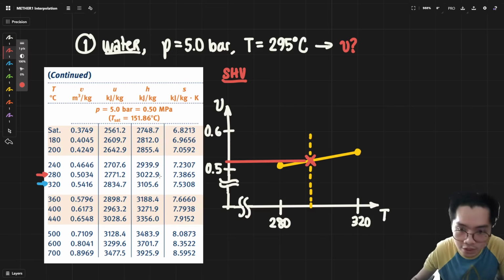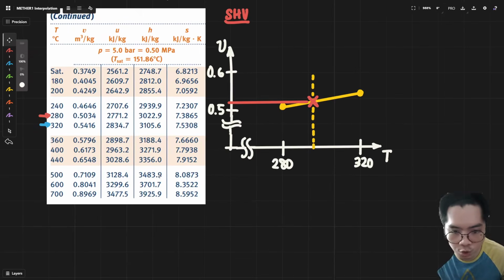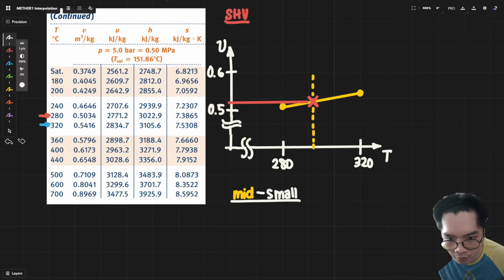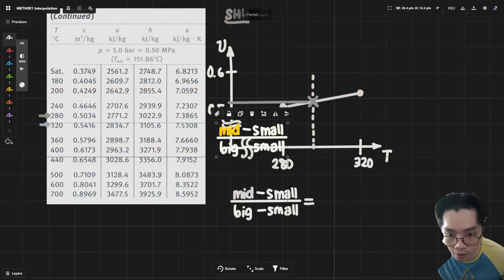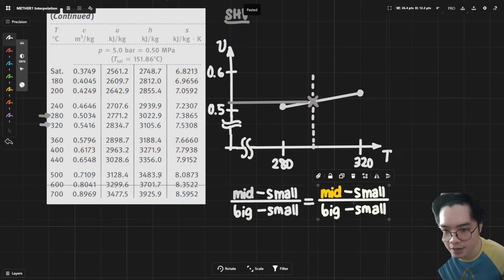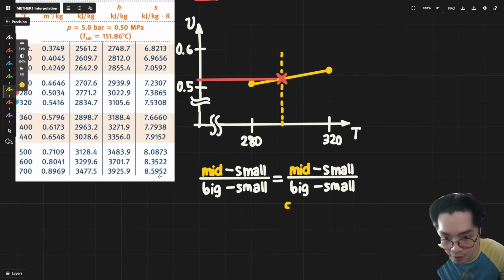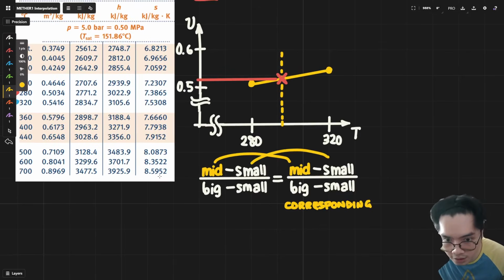What we usually do is mid minus small over big minus small. Remember, mid minus small over big minus small is equal to the corresponding value of mid minus small over big minus small. As we have stated before, this is the corresponding value, not pertaining to the numerical value. Corresponding value to here, here, here, and here.